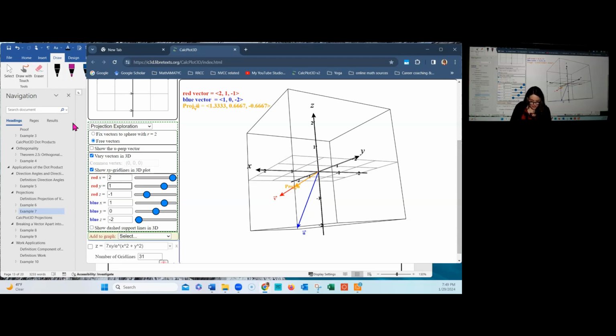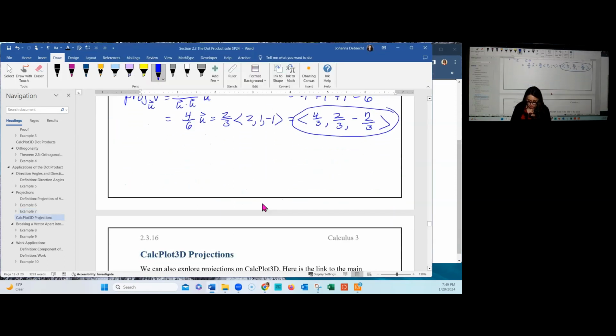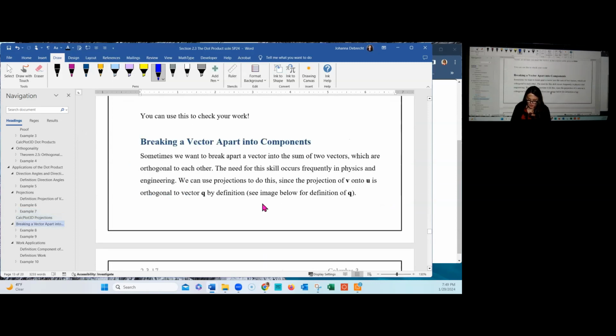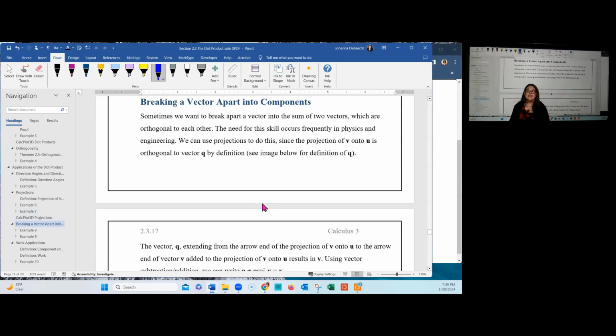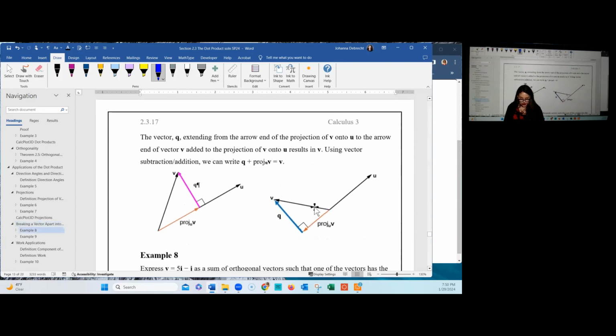Let's now take a look at breaking a vector apart into its component parts. When we look at breaking a vector apart, this is something that needs to be done quite a bit in physics. So when you're looking at it, you can break it apart into different components using the projection. So if we're using the projection, what we're actually getting are 2 vectors. We're getting the vector, which is the projection itself, and we're also getting a vector Q, which is the vector that is perpendicular to the one being projected onto. So notice that Q is coming here from the vector that we are projecting on.